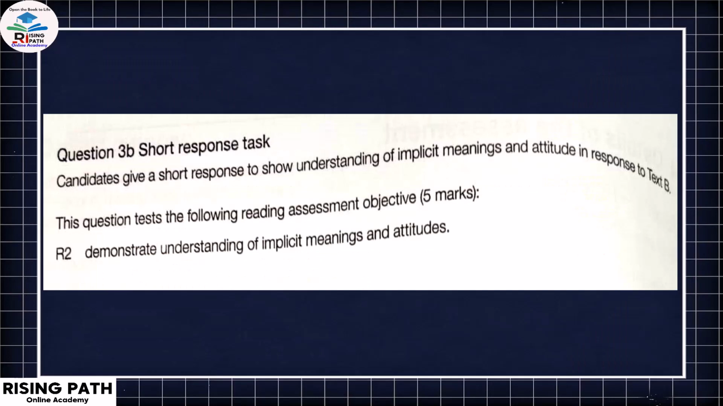Then we have question number 3b, the new addition in our paper pattern, section B, that is the short response task. After the summary task, you are going to attempt this question. It is 5 marks. Candidates give a short response to show understanding of implicit meanings and attitudes in response to a text piece. So it is not explicit, it is implicit. You have to think and ponder, because the question would be based on the text, but you have to use your own words and give your own ideas.